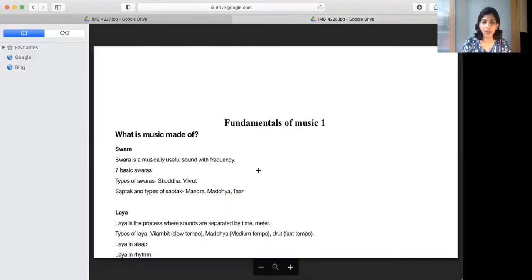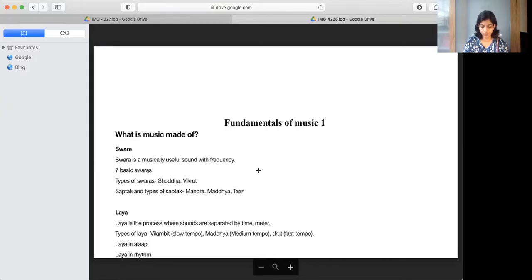So we just saw the types of swaras that are used in Indian classical music. Now we'll also see what a saptak is. I just sang Sa Re Ga Ma Pa Dha Ni Sa in Madhya Saptak. There are three types of saptak: Mandra Saptak, Madhya Saptak, and Tara Saptak. The saptak is basically the scale in which we sing. The scale in which we usually speak is the Madhya Saptak. Mandra Saptak is the lower saptak and Tara Saptak is the higher saptak.